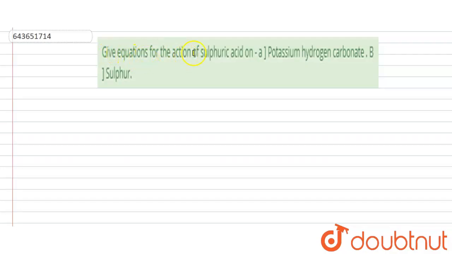Hi everyone, let's take a question here. The question is, give the equations for the action of sulfuric acid on potassium hydrogen carbonate and sulfur. So we will discuss it one by one.